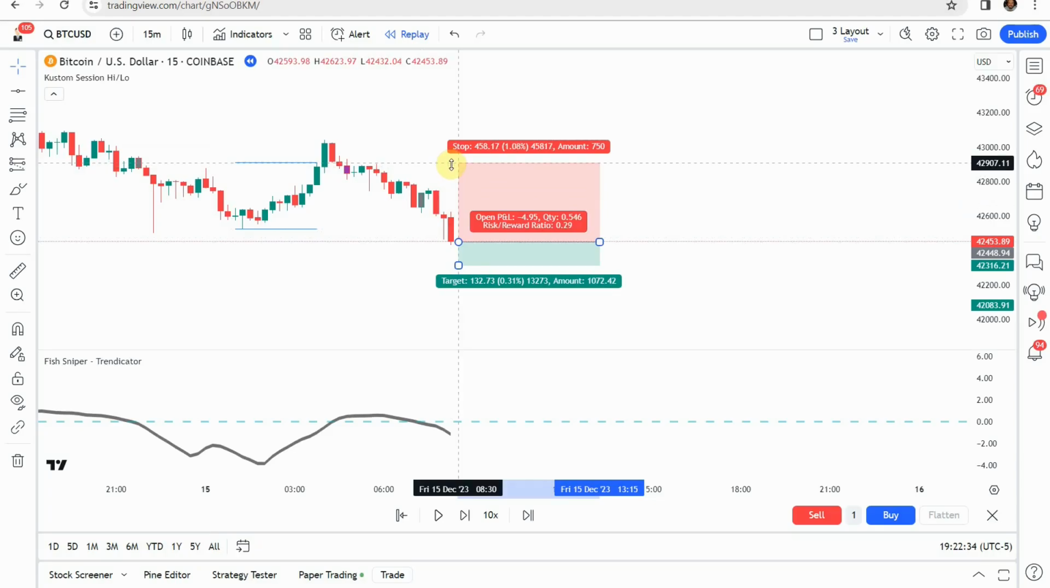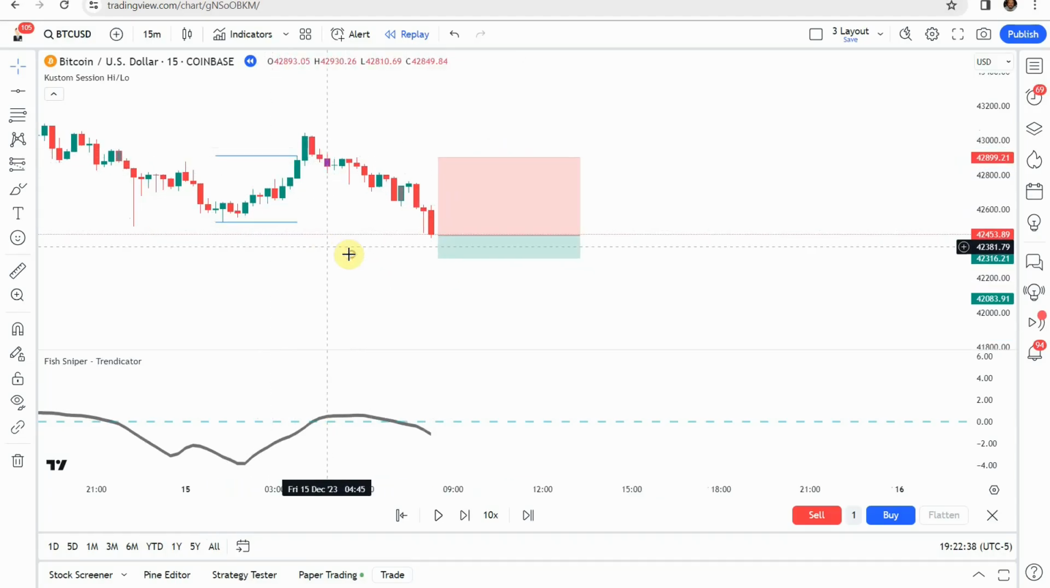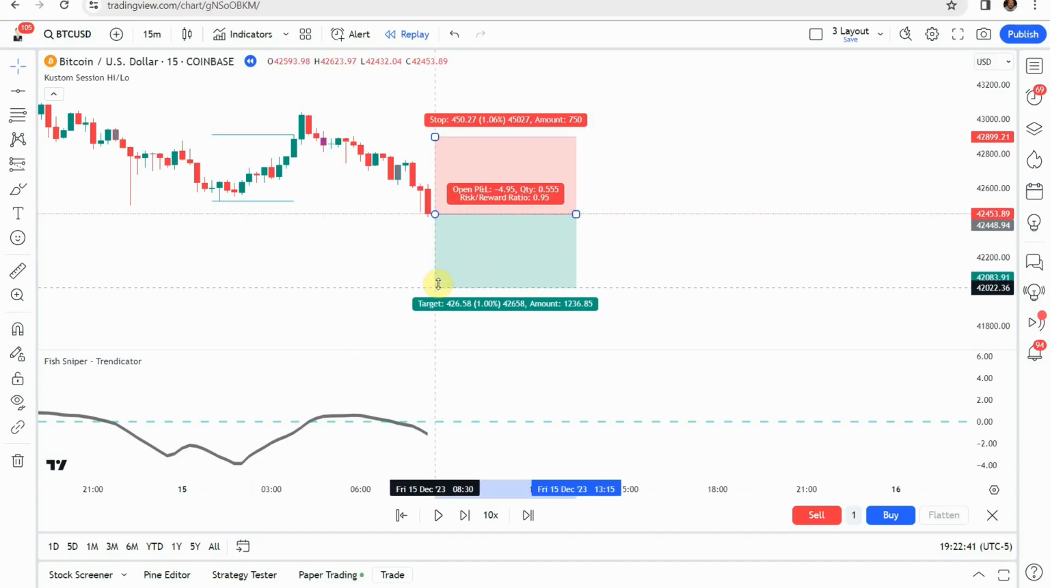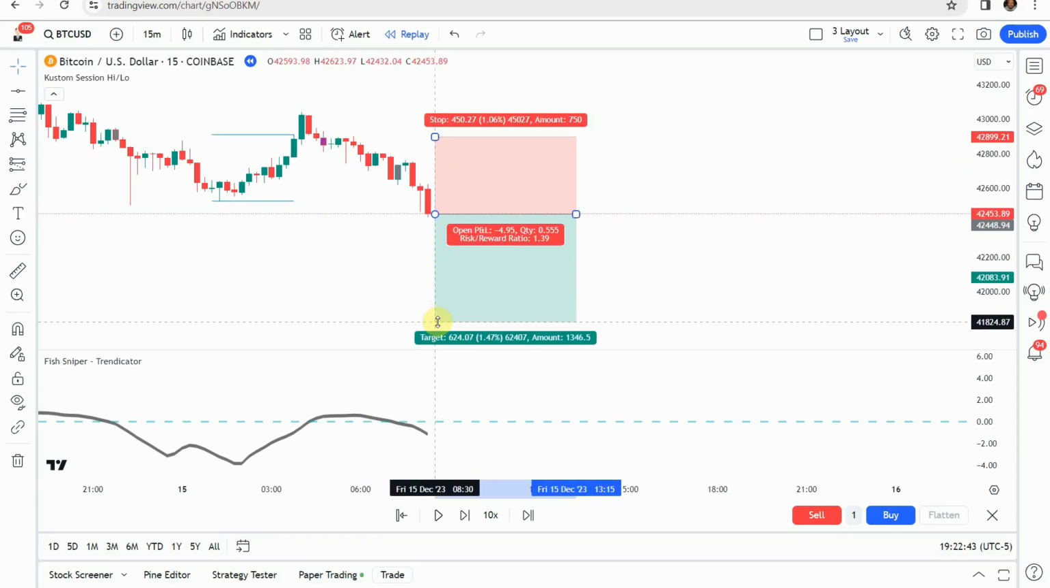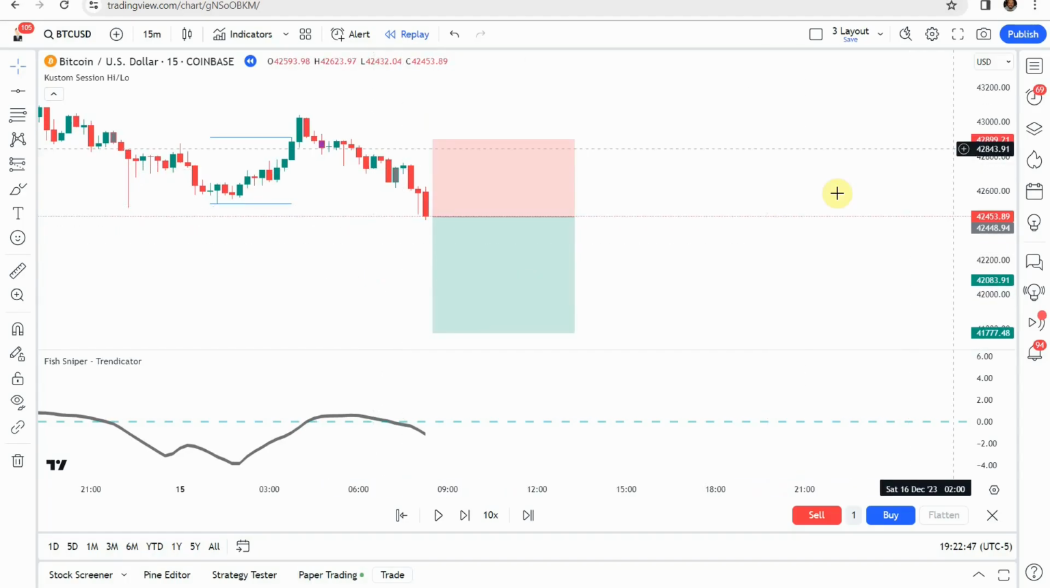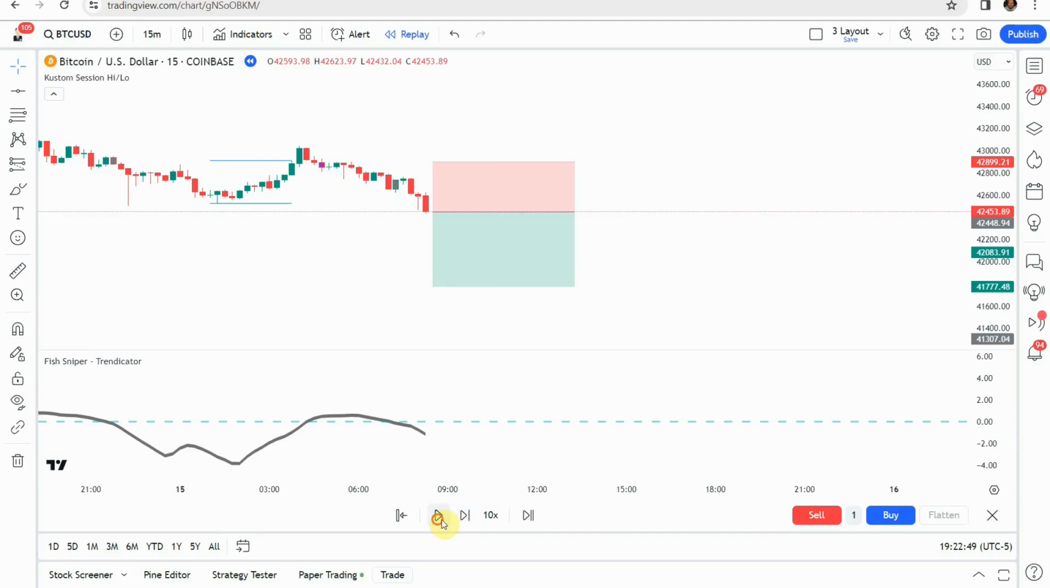We're going to set our stop again right at the line, the upper line of the range there, and then we are going to target that 1 to 1.5 just like before, right about there. Let's go ahead and play this one forward and see what we get out of it.